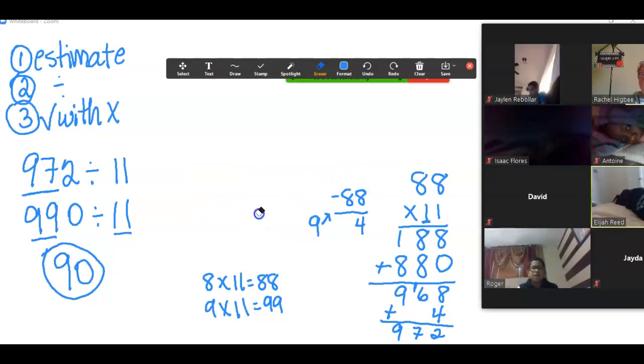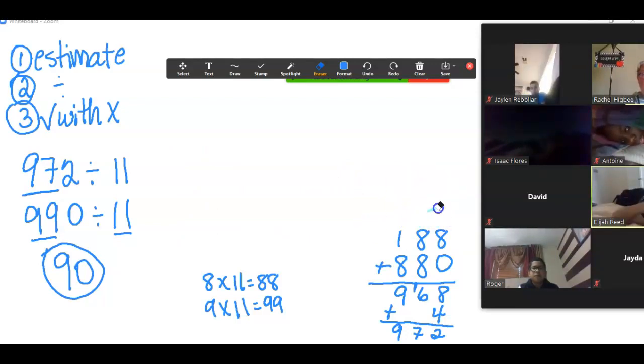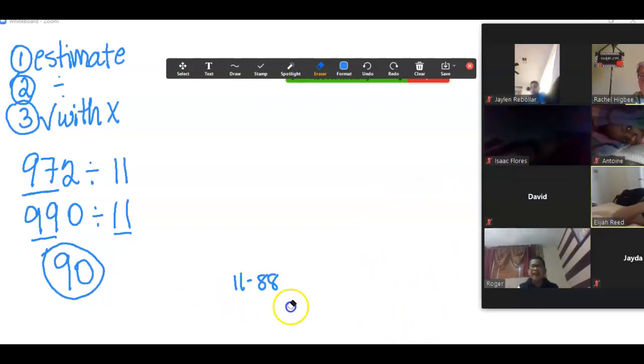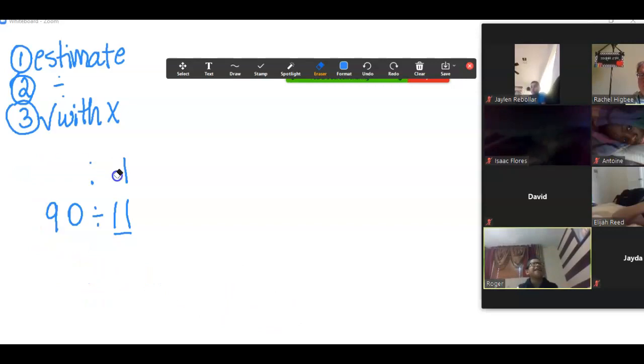So I really like how Antoine and Roger and Elijah are participating. You are definitely getting Class Dojo points today. The rest of you should be doing the same.